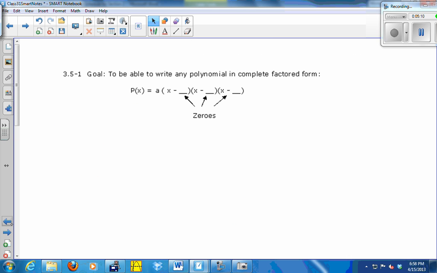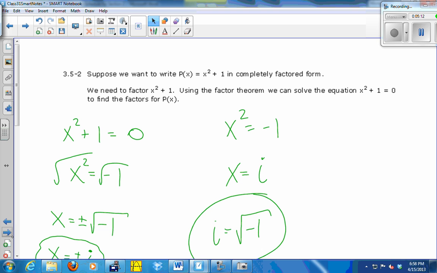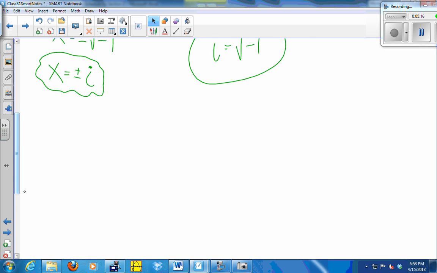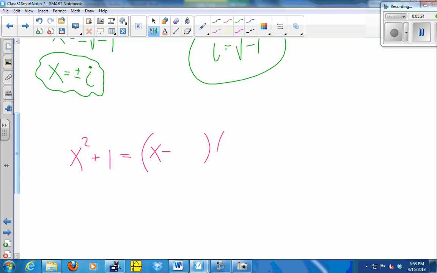So the reason I wanted that is because I wanted to be able to write x squared plus 1 in completely factored form. So its zeros are plus or minus i, which means I can write x squared plus 1 as x minus, right? And then I just put in the zeros, i and -i. So now I've written it in completely factored form.